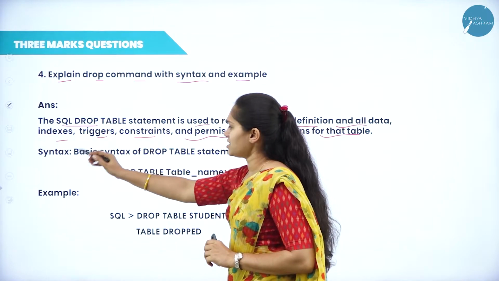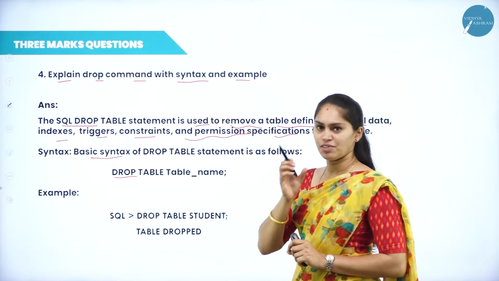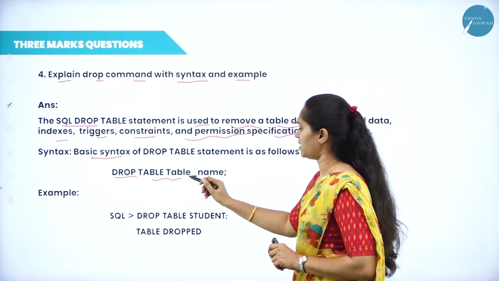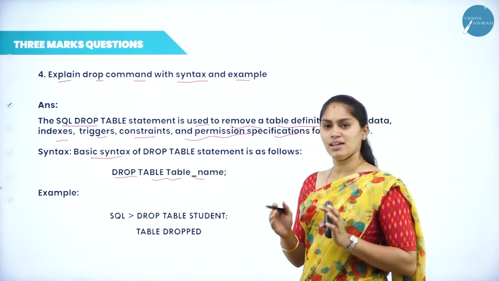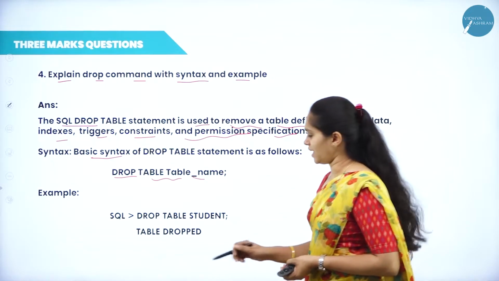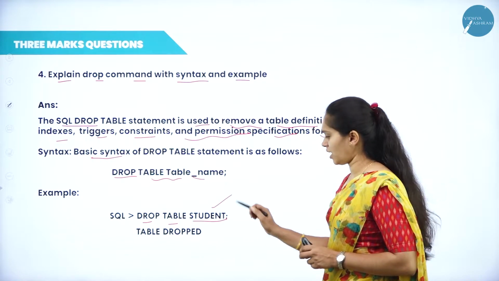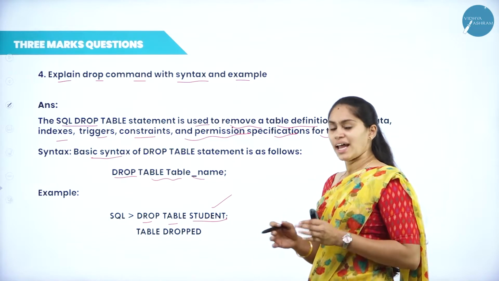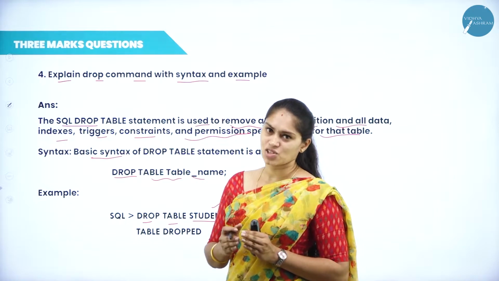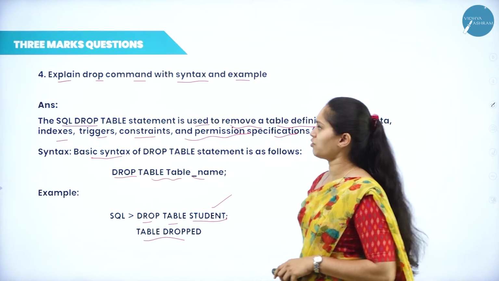So what is the basic syntax for this drop command? We have to specify a keyword called drop and I need to specify the table and its table name. That means I have to specify which table I wanted to delete. Example, drop table student. So that this student table will not be existing in a database management system at all. So that table got dropped. This is how we have to answer.